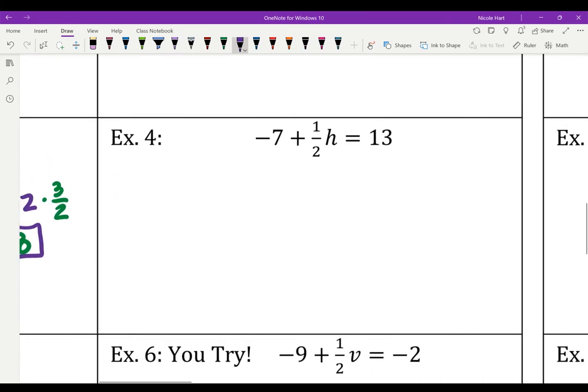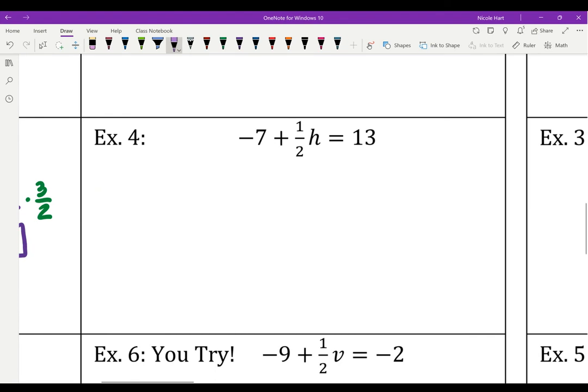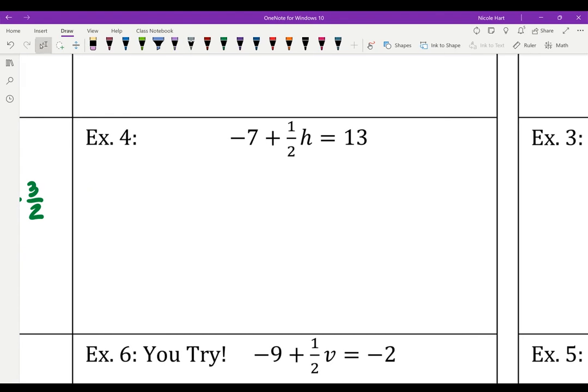Okay, looking at example 4, this one has a few steps in it. So I'm going to make sure we go over this very carefully. We have -7 plus 1/2 h equals 13. We want h to be by itself. The easiest things to move are the numbers or other variables that are not attached to the h first. So I want to get rid of that -7 first. That's going to be the easiest thing to move away from it. Right now it's a -7. The opposite of a -7, in order to cancel it out, is going to be a +7. So we are going to add 7 on both sides of the equation.